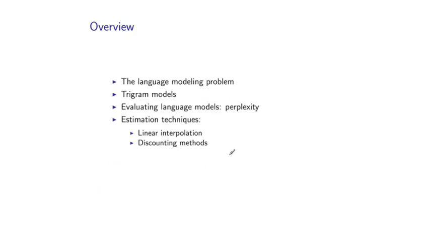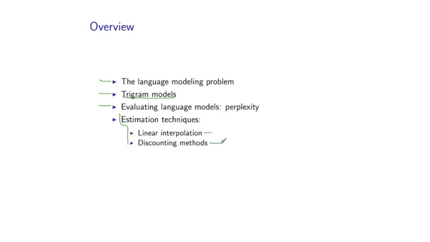So we're going to cover a number of things. I'm firstly going to define the basic problem. We'll then talk about a very important class of language models. These are called trigram language models. These are extremely widely used. We'll talk about how to evaluate different language models, how to measure the effectiveness of different language models. And then finally, we'll talk about a couple of estimation techniques for language modeling. Firstly, something called linear interpolation, and secondly, something called discounting methods.